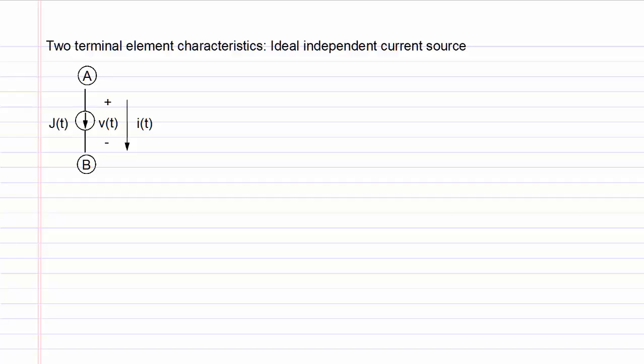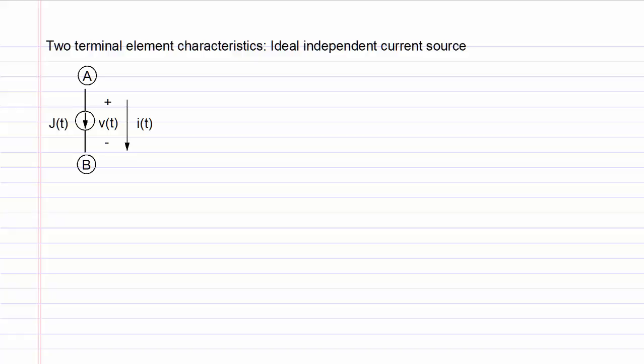The symbol for an ideal independent current source connected between terminals A and B is shown on screen. It consists of a circle with an arrow inside it. The arrow gives the direction of current flow through the source, and the value of the source is shown as J of t and is written right next to the source.